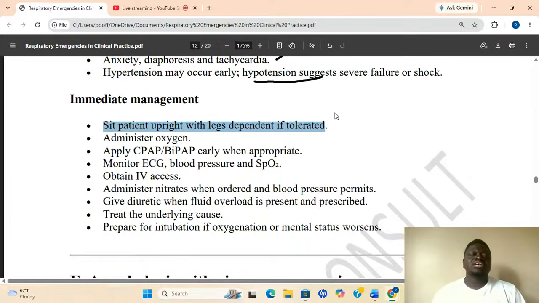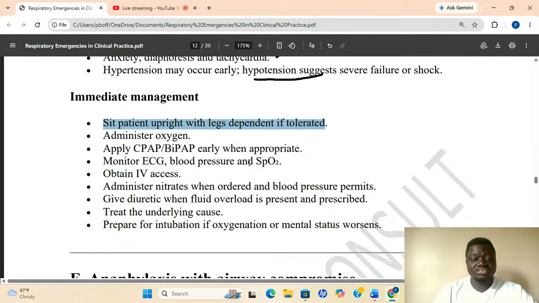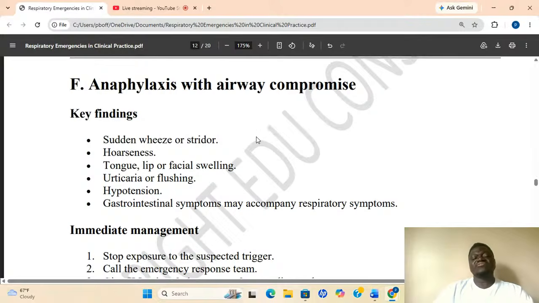Then administer your oxygen, give your BiPAP and CPAP, EKG, IV line, all these things. Administer nitrates. Nitrates will open up the blood vessels and the alveoli. You give your diuretic, your Lasix, but before you give your diuretics, know your blood pressure. Then you treat the underlying cause. Then you prepare for intubation. Okay, good.